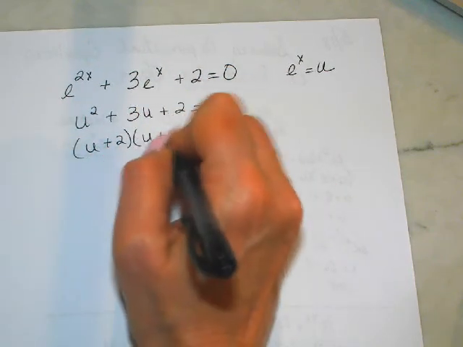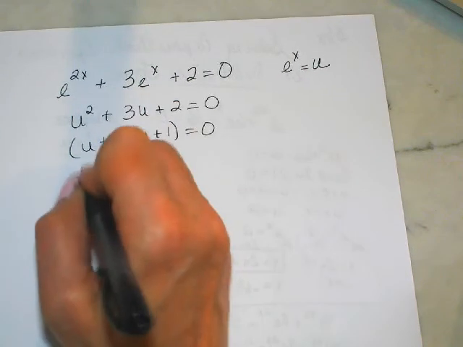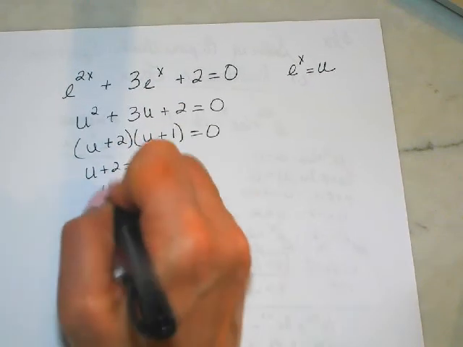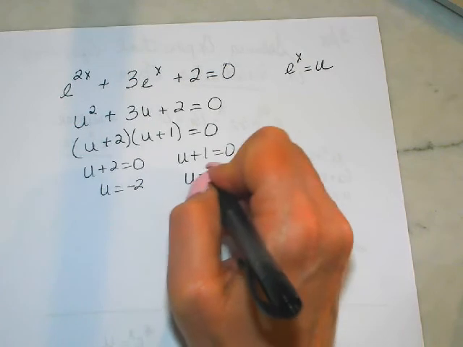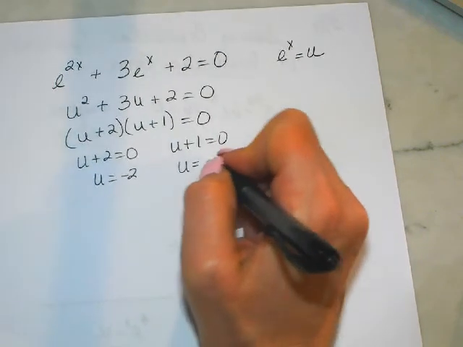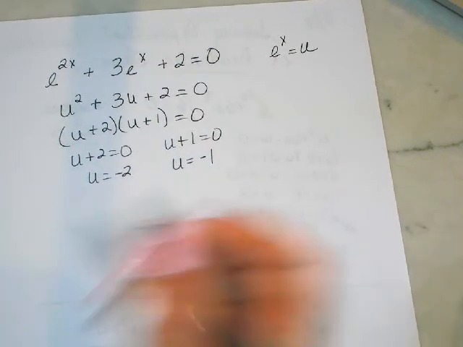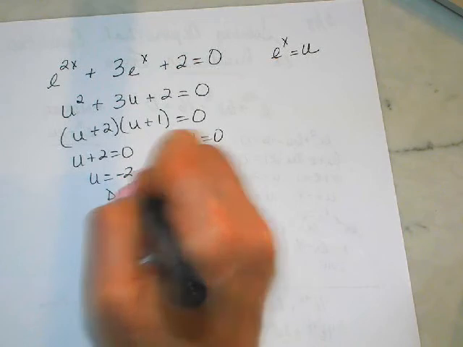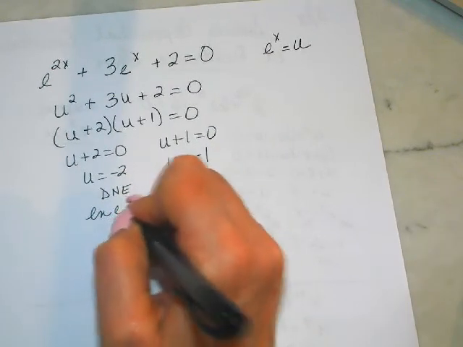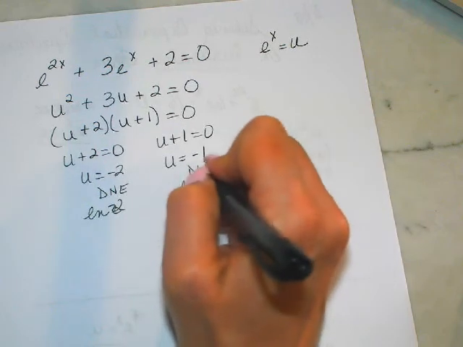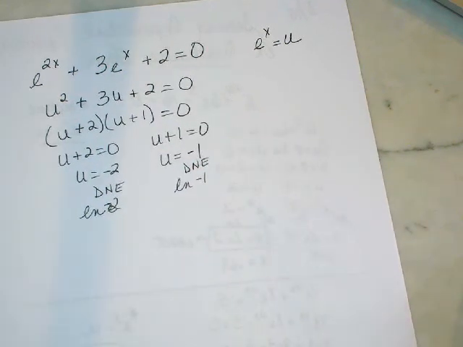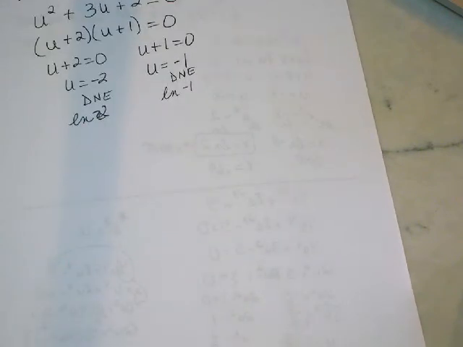Basic quadratic. u plus 2, u plus 1 equals 0. u plus 2 equals 0, u equals negative 2. u plus 1 equals 0, u equals negative 1. Look at this. Nothing works here. It does not exist here because you can't have the ln of negative 2, and you can't have the ln of negative 1. So here it has absolutely no answers on both sides. This one is all extraneous.